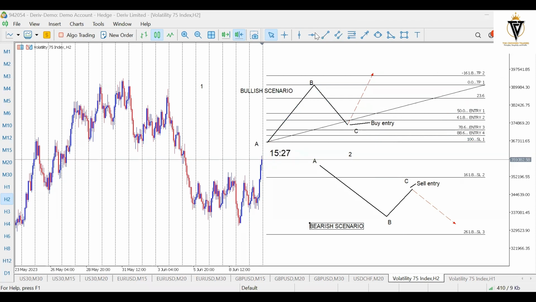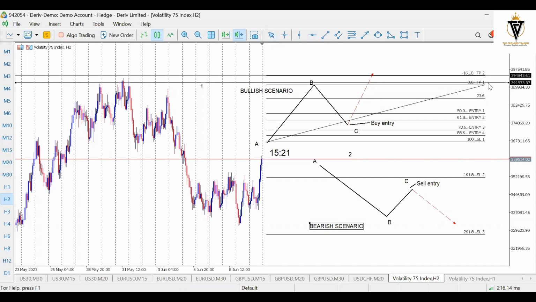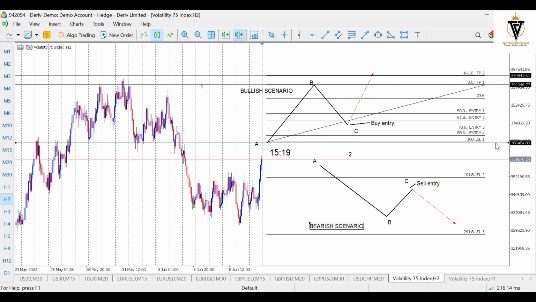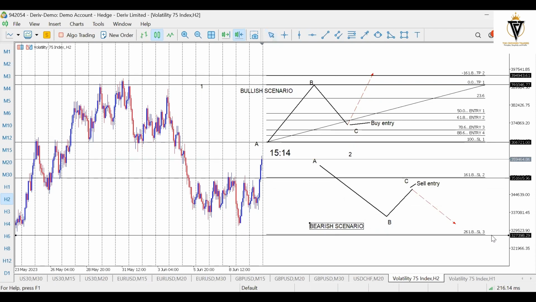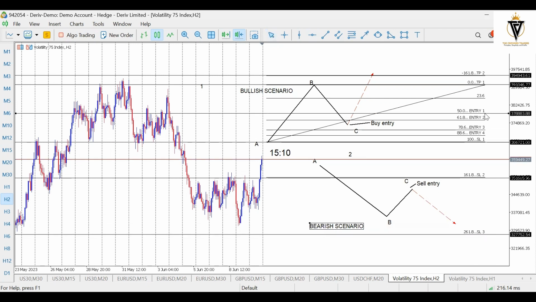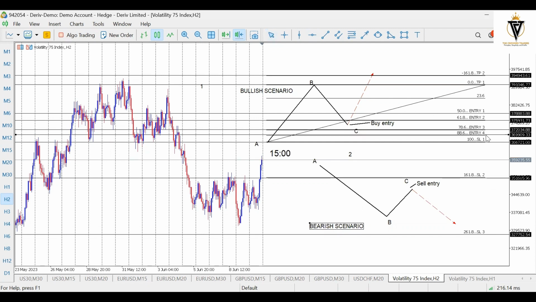Okay, this is for a bullish scenario. You mark out the price. This is where you place take profit. This is for stop loss. Then this is going to be for entry points. So that's basically it for a bullish scenario.